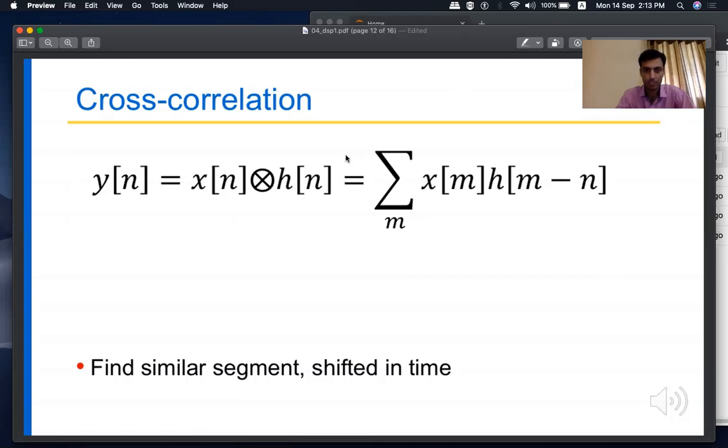Yash is asking, is it like pattern recognition? Yes, it is like pattern recognition. Actually, this is the concept which is used in convolutional neural networks, CNNs, if you have heard of them. So it is like pattern search or pattern recognition. But the basic mathematical operation working at the root is cross correlation.